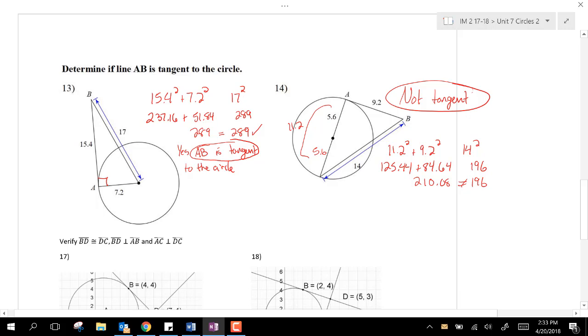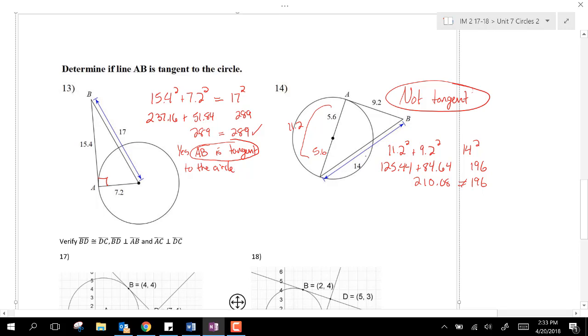that's the hypotenuse. So when we do all the work, we get 289 equals 289, which is true, so this is equal. So that means it is a right angle, so it does mean that AB is tangent to the circle. Number 14, same idea.